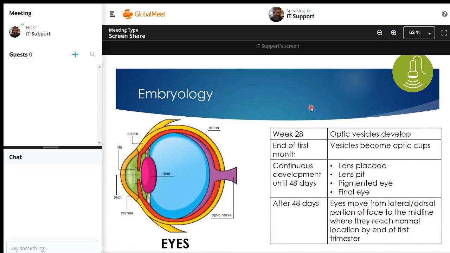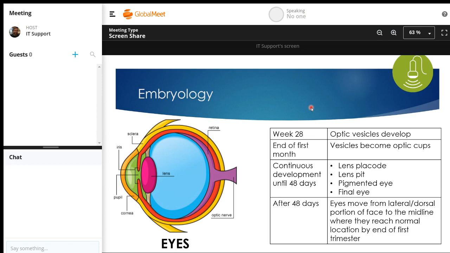So talking about the eyes, when we're talking about the head, we talk about the eyes as well. At week 28, the optic vessels develop. That should not be week. It should be day 28. Optic vesicles, excuse me, develop. At the end of the first month, the vesicles become optic cups, so the areas that will hold the eyes eventually. Continuous development happens until 48 days. So the lenses, the eye pigment, so blue or brown, and then the final eye itself.